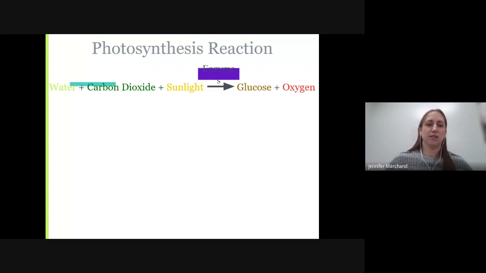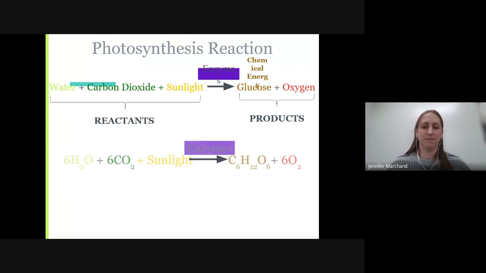So the reaction process is going to look like this. You've got water, carbon dioxide, sunlight, some enzyme processes happen in there, and then it produces the glucose and the oxygen. Okay, that's going to be written out in a nice little formula here. 6CO2 and 6H2O will yield C6H12O6 plus 6 oxygens as well.